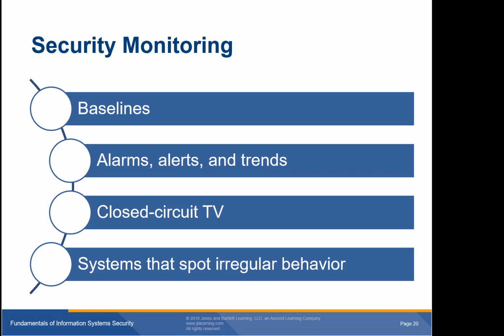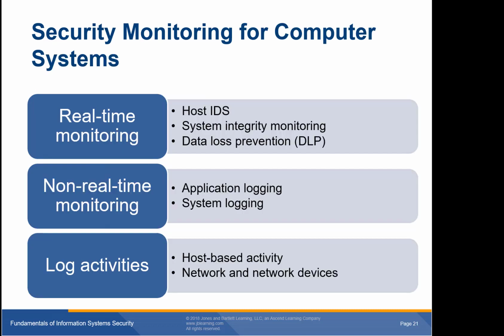Last is systems that spot irregular behavior. Examples include IDSs and honeypots, that is, traps set to capture information about improper activity on a network. Just as there are many types of physical monitoring controls, there are also many ways to monitor computer and network system activity. You must select the controls that monitor the many aspects of your computing environment to detect malicious activity.